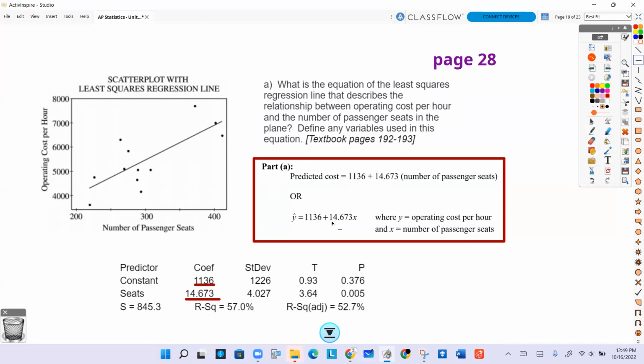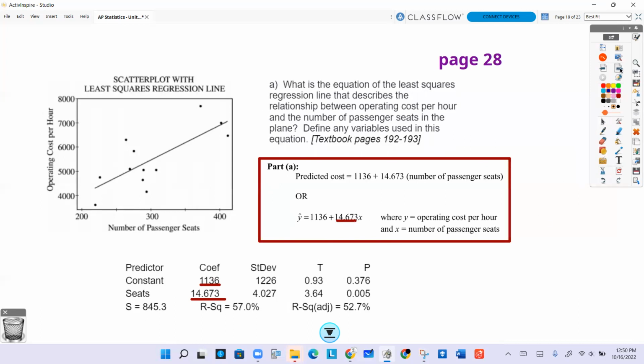Slope is the value next to the x. And you have a couple different ways to write it. You can say predicted cost equals 1136 plus 14.673 times the number of passenger seats, or you can do y hat equals 1136 plus 14.673 times x, and simply define what x is.